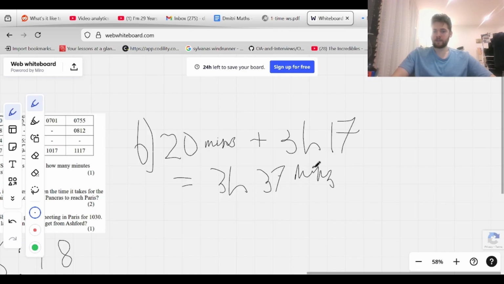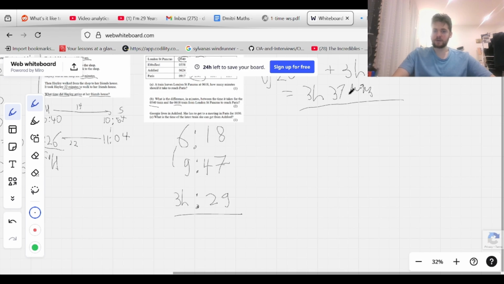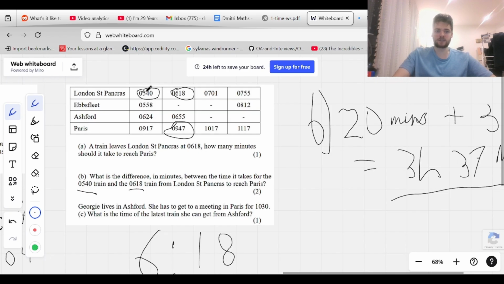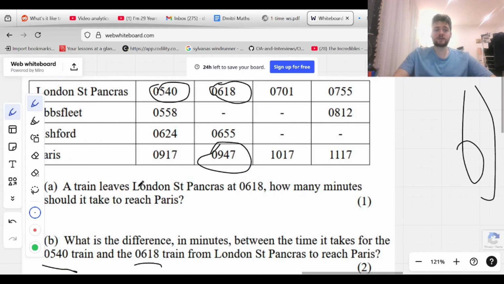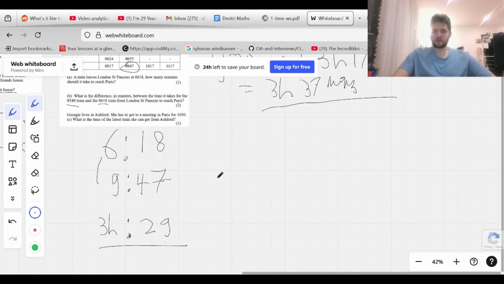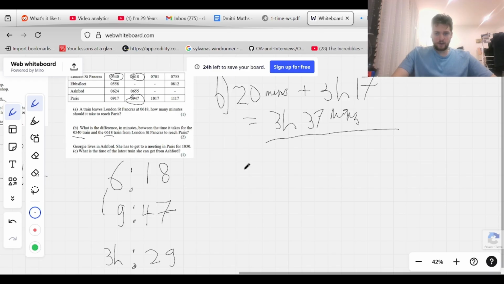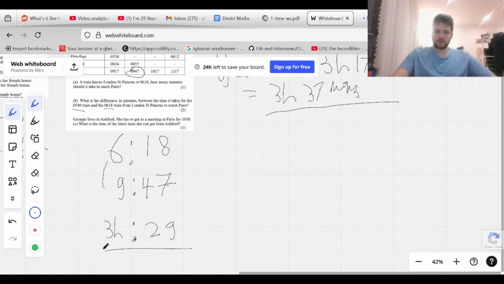Now we find the bigger number between this one and this one. In this case, it's clearly this one. And we subtract the small number from the bigger number. So 3 hours and 37 minutes, as a reminder, is how long it takes the 5:40 train to get to Paris. And 3 hours 29 minutes is how long it takes the train from London St Pancras at 6:18 to get to Paris at 9:47. So it takes longer for the 5:40 one to arrive than the 6:18 one. So we find the difference. 3 hours minus 3 hours cancels out. And then 37 minus 29 is 8. So it's an 8-minute difference.